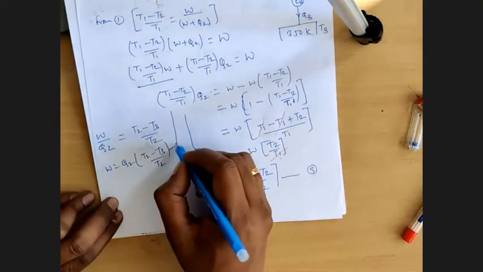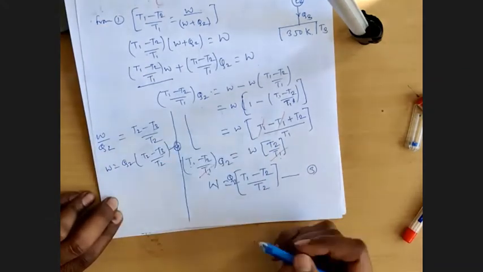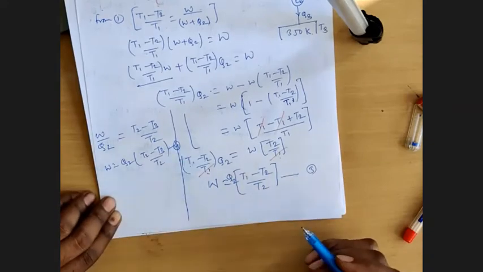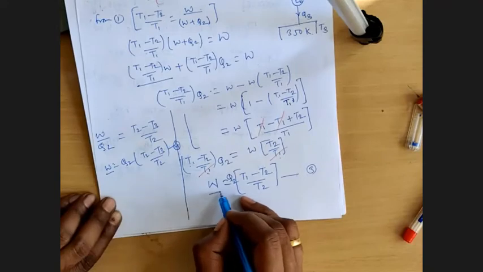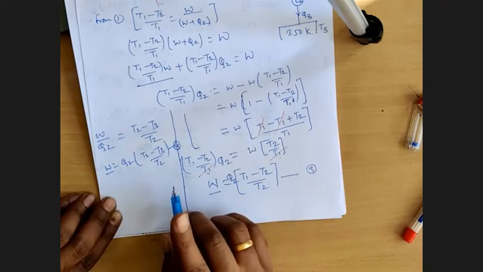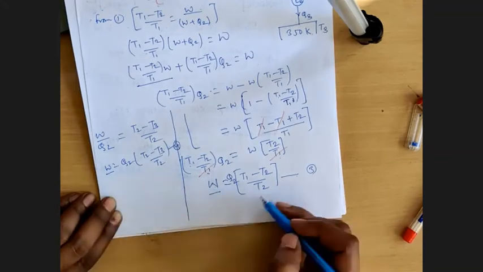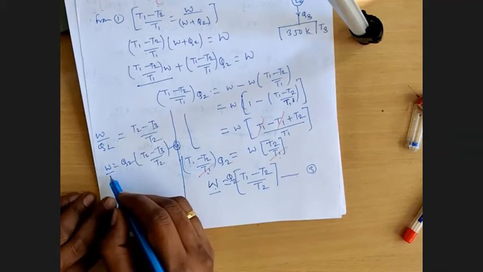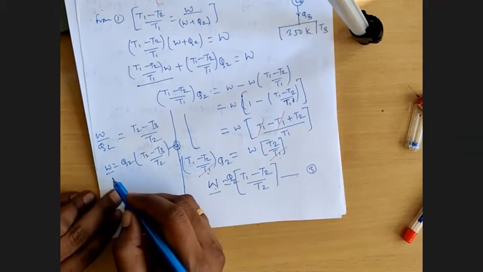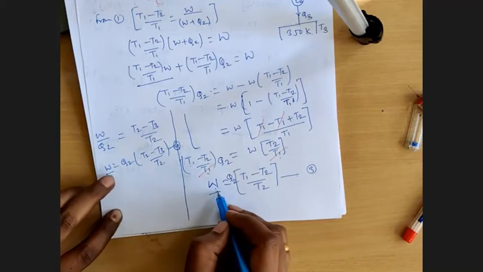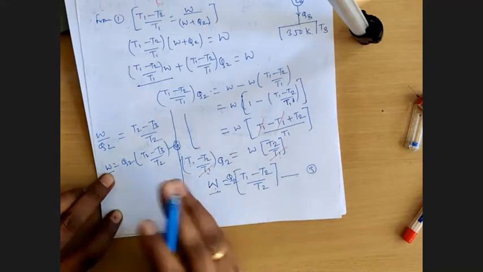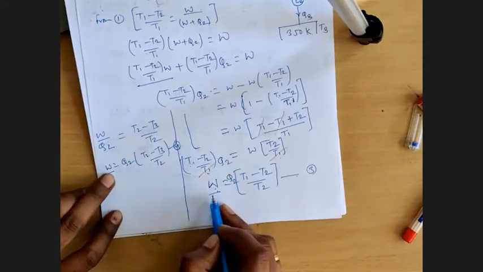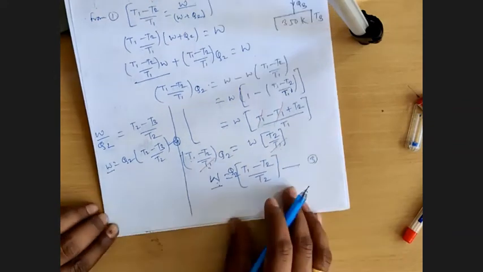So let's name this as equation number 4. Now if I compare equation number 3 and equation number 4, I can see that left hand side is W. And in the numerical itself, they have mentioned that this W is for engine 1 and this W is for engine 2. But they have said that both engines are producing equal power. So this W is going to be this W. That's why instead of taking W1 and W2, I have taken W only.